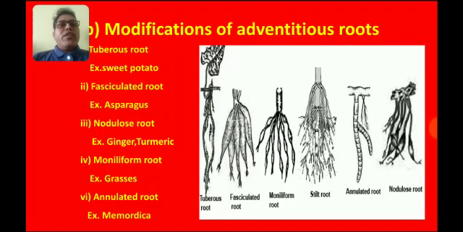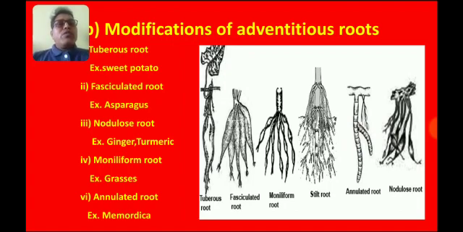Now next, the modification of the adventitious roots. Again, the adventitious roots are categorized into different modifications, that is in the form of tuberous root, fasciculated root, nodulous root, moniliform root and the annulated root. As shown in this figure, these are the different roots. This is a fasciculated root, this is an annulated root, moniliform root, and these are the nodulous roots. So these are the different kinds of modification of the adventitious roots.